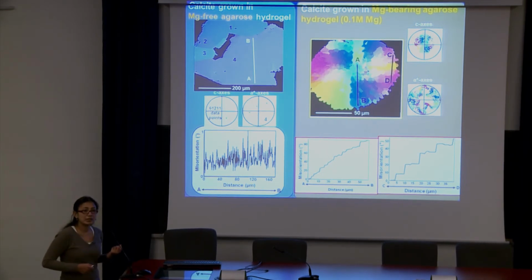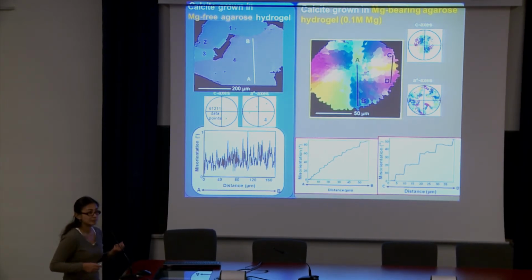So that's what I call a spherulite. Here you start with the c-axis. The c-axis is going toward us, but it has a scale a bit bigger, which means that the c-axis is going in these directions, and the a-axis is rotating like this. You can also see it from here. So this is the spherulite grown from magnesium-bearing agarose, with the magnesium inside of the hydrogel at 0.1 molar.